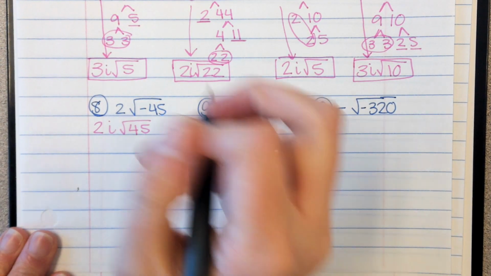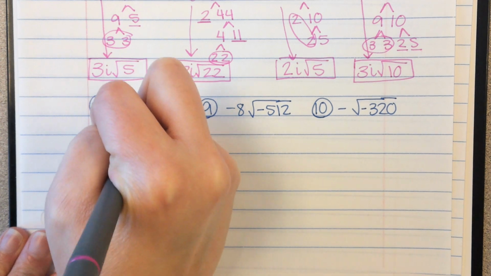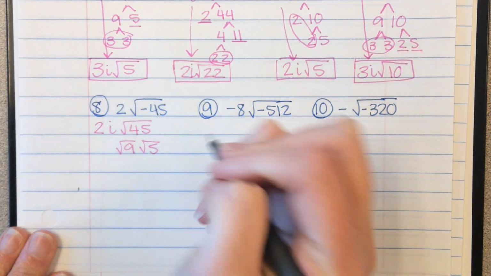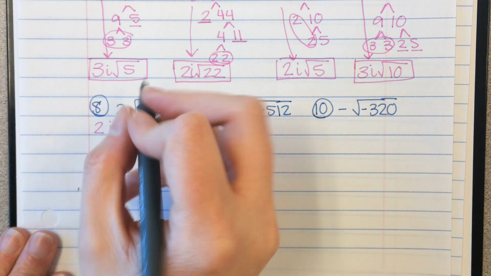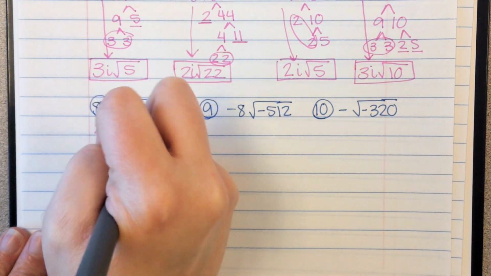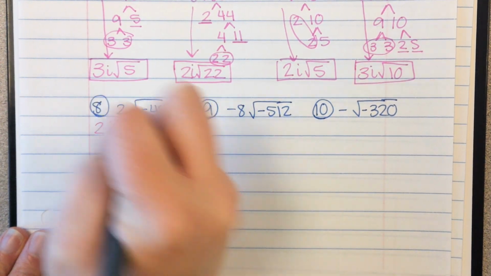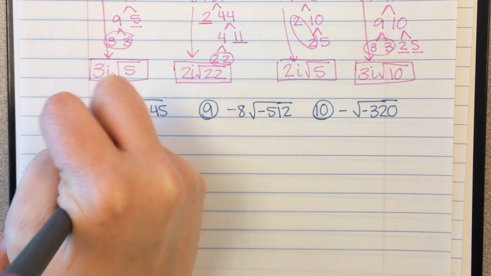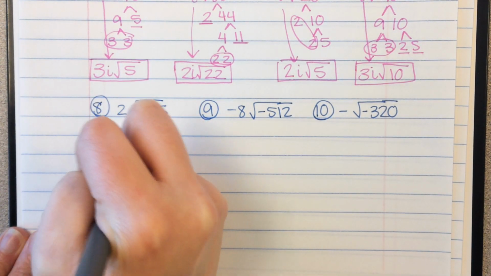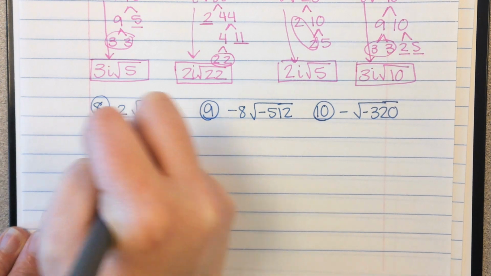I'm going to do it a little different on this one. So on this one, I know that a perfect square is 9 and 5. So the square root of 9 is 3. Bring down the 5. I'm going to bring down the 2i and multiply. So that's 6i square root of 5.